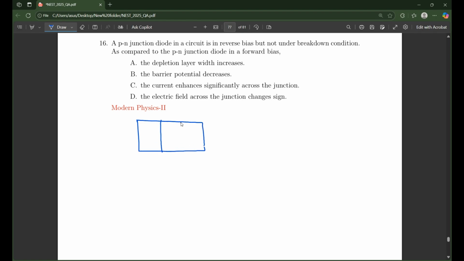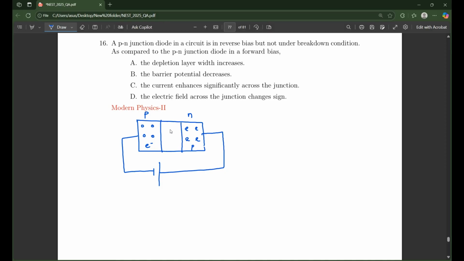That means the P part is connected to the negative terminal of the battery and the N part is connected to the positive terminal of the battery. Now the P part of the PN junction diode has majority of holes in it and minority are electrons. In the N part, majority are electrons and minority are holes.